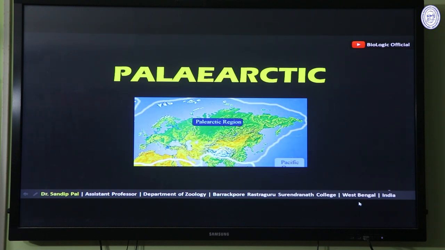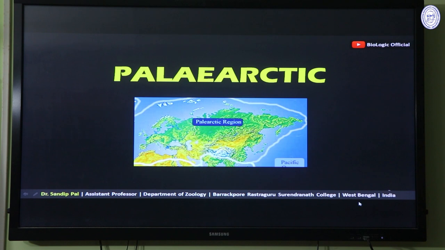In Palearctic realm, the geographic range of this particular realm consists of whole northern part of the Old World, North Himalayas, North Africa, and Japan. The four subregions are European, that is North Europe, Mediterranean, that is South Europe, Siberian, and Manchurian. So these are the four subregions of this particular realm.